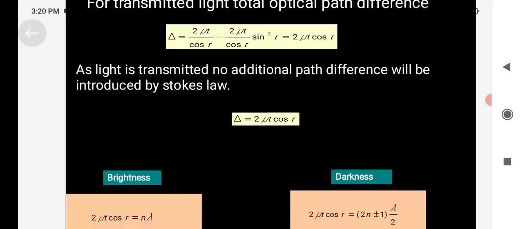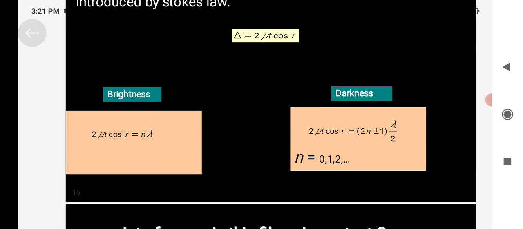Now with respect to that, the condition of maxima and minima. The condition of maxima is delta is equal to 2n into lambda by 2. What is your delta? Delta is 2 mu t cos r. So 2 mu t cos r is equal to 2n into lambda by 2. So 2 will get cancelled, and you will get 2 mu t cos r is equal to n lambda. Similarly for darkness, delta is equal to (2n plus or minus 1) into lambda by 2. So finally we will get 2 mu t cos r is equal to (2n plus or minus 1) into lambda by 2, where n is equal to 0, 1, 2, 3 and so on. Thank you.